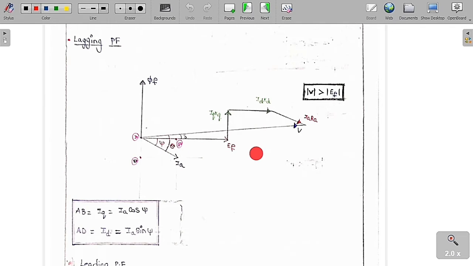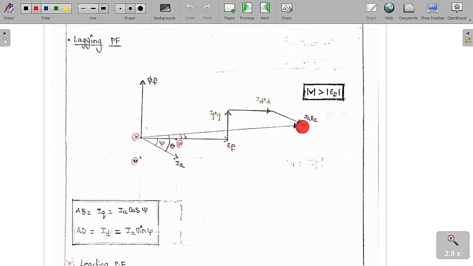Then, as I already told you, EF plus j ID into XD. IQ goes through a 90 degree phase shift, so this is j IQ into XQ. Similarly for ID, a 90 degree positive phase shift means it is in this direction, so it is j ID into XD. So this is EF, this is j IQ into XQ, this is j ID into XD, and this is IA into RA.